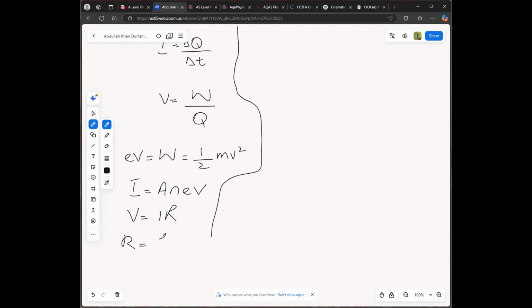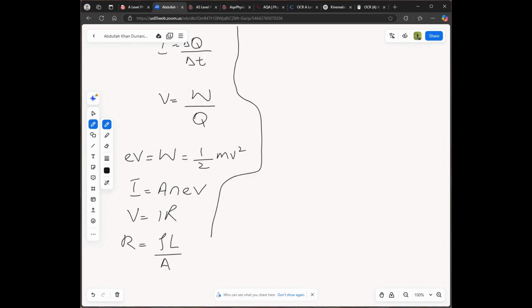R equals rho L over A. Now, this is what resistance depends on usually. So, rho is basically not density in this case, rho is resistivity, L is the length of that material, whatever the length is. A is the cross-sectional area of that.